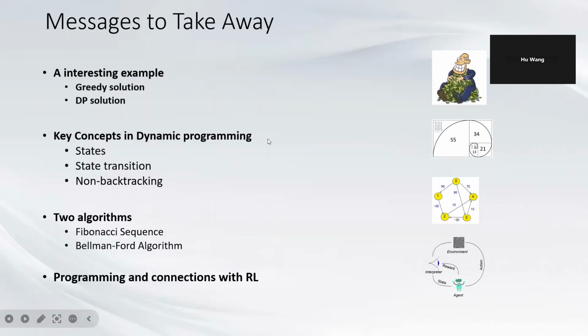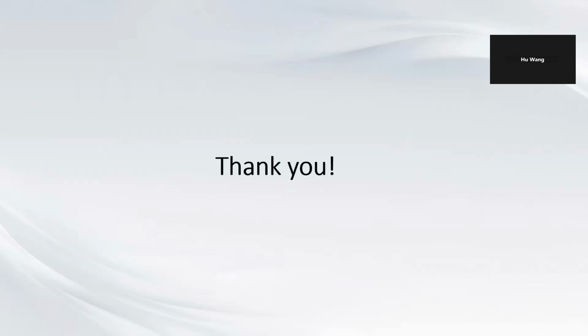And the message to be wrapped up: we had interesting examples. We talked about greedy algorithms. We talked about DP solutions in comparison, and the key concepts in dynamic programming: the state transitions and non-backtracking properties, and two algorithms: the Fibonacci sequence and the Bellman-Ford algorithm. We also talked about programming and the connections with reinforcement learning. So that's what we learned today. Hope this was helpful, and thank you.